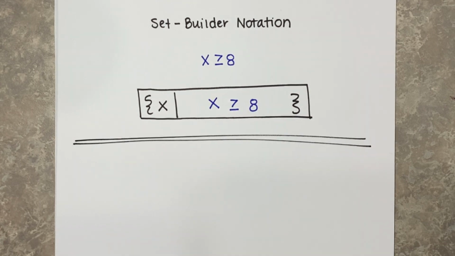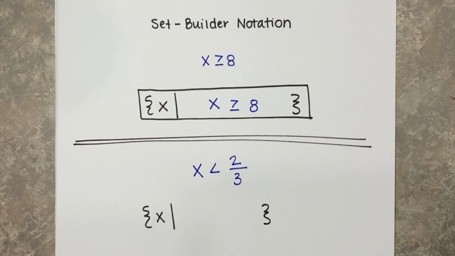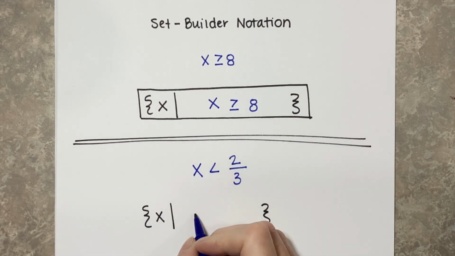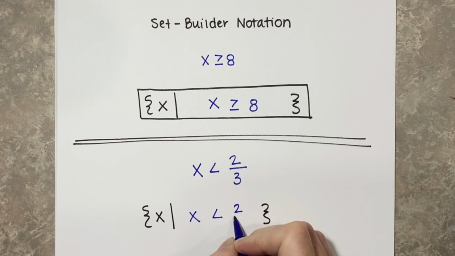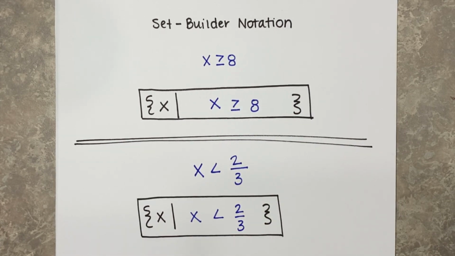Let's do one more example. Let's suppose you're solving a problem and you got this for your answer. And let's suppose the instructions tell you to write your answer using set builder notation. We always start by drawing that same outline that looks like this. And then we just insert our answer in the blank. So we're going to insert x is less than 2/3. And how would we read this aloud? The set of all x such that x is less than 2/3.